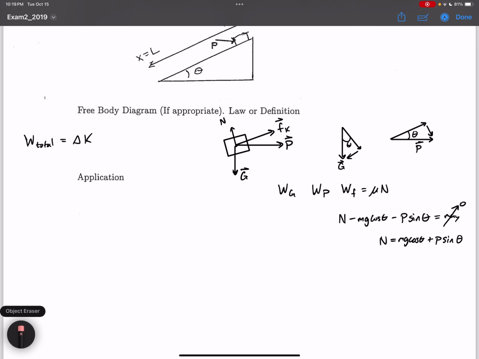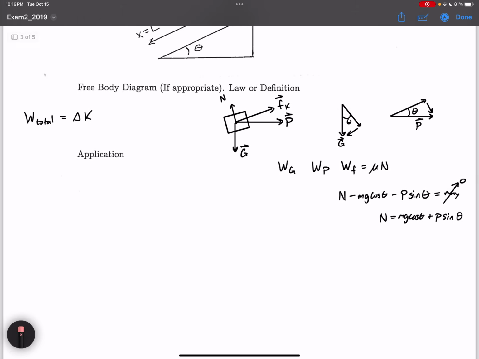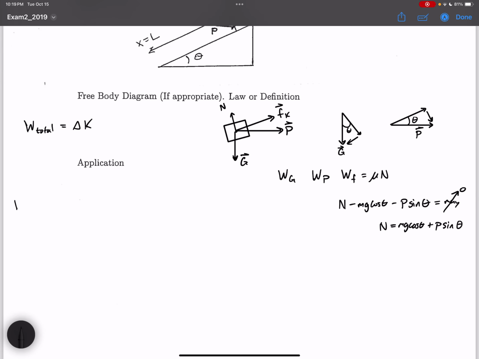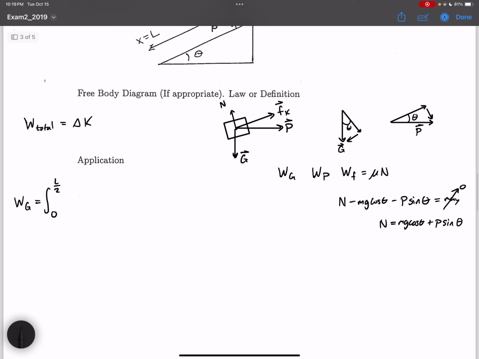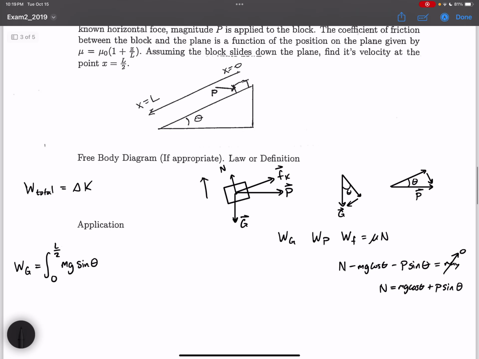And so if we want to just run over here real quick, we can start applying the work equations. The work done by gravity from 0, because we're starting at 0, to L over 2, that's going to equal, we want to do this in the x direction, so we're going to have mg sine of theta, and it's in the positive x direction because, I forgot to put our little coordinate system here. And so we've got our diagram here.